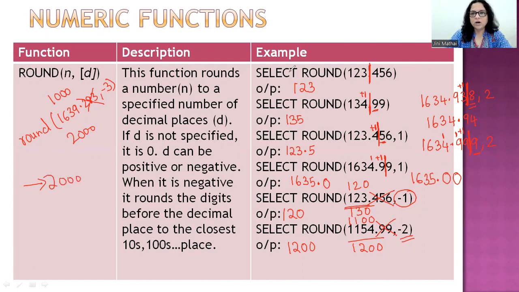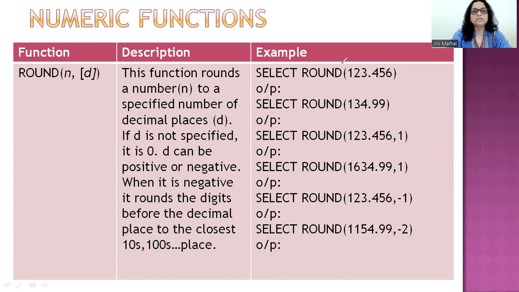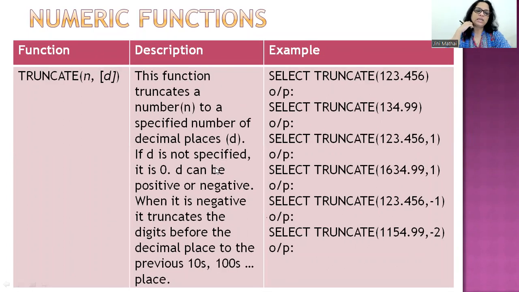Is that clear? Okay, now we're going to the last function that we need to know under the numeric category, and it's called the truncate function. Now, once you know the round function, truncate becomes a little more easy. Almost the same concept, but truncate becomes easy because truncate doesn't round. Truncate just cuts off.